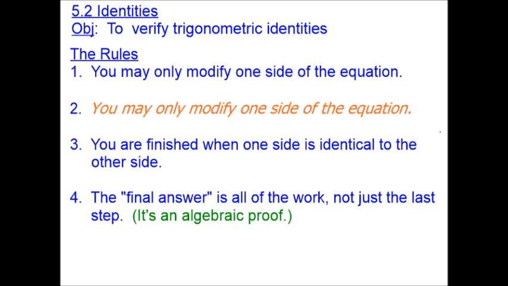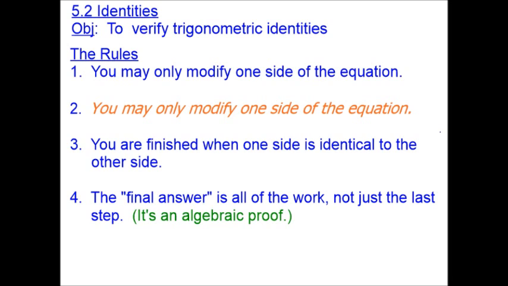Okay, now the rules. Number one, you may only modify one side of the equation. And number two, you may only modify one side of the equation. Basically again, the second you do something to both sides, or anything of that nature, you're automatically breaking the rules and you're wrong. So please don't do that.